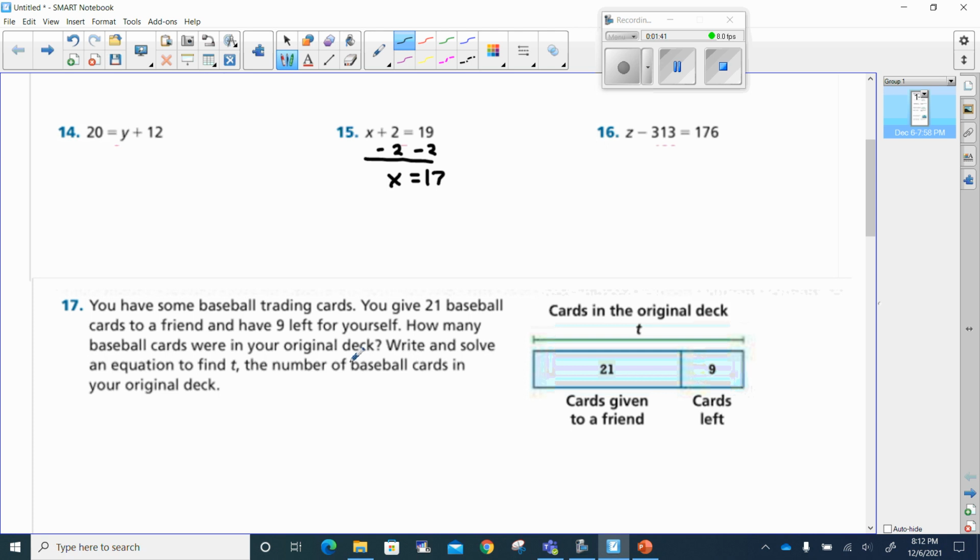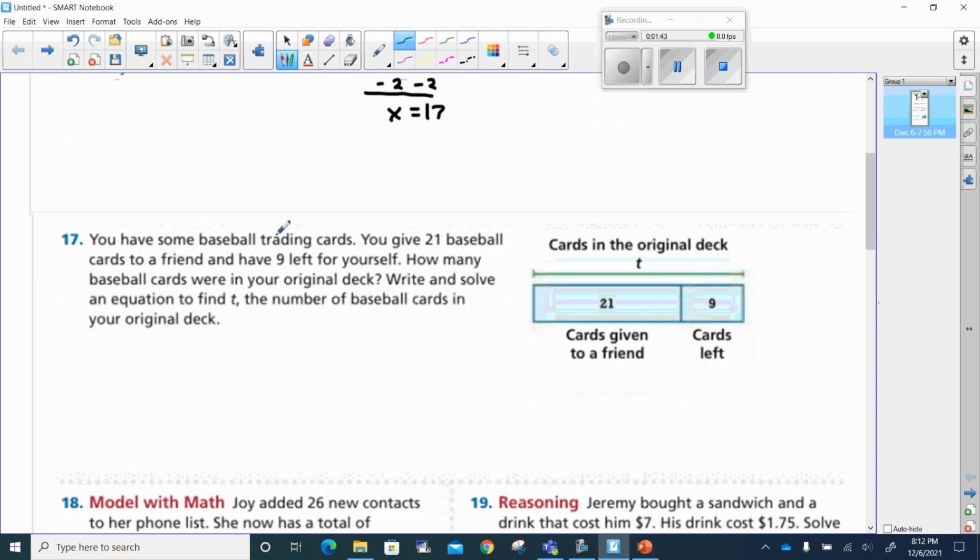I'm going to number 17 next. It says you have some baseball trading cards. If you give 21 baseball cards to a friend, and have 9 left for yourself, how many baseball cards were in your original deck? Now remember, this is the amount that was in the original deck. It says now you have 9 cards left. You give 21 of them to a friend. So what are we doing here?